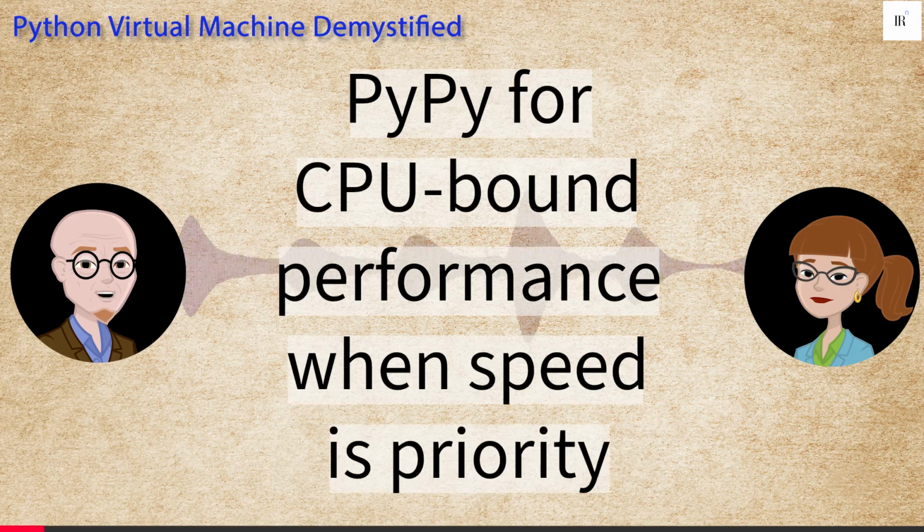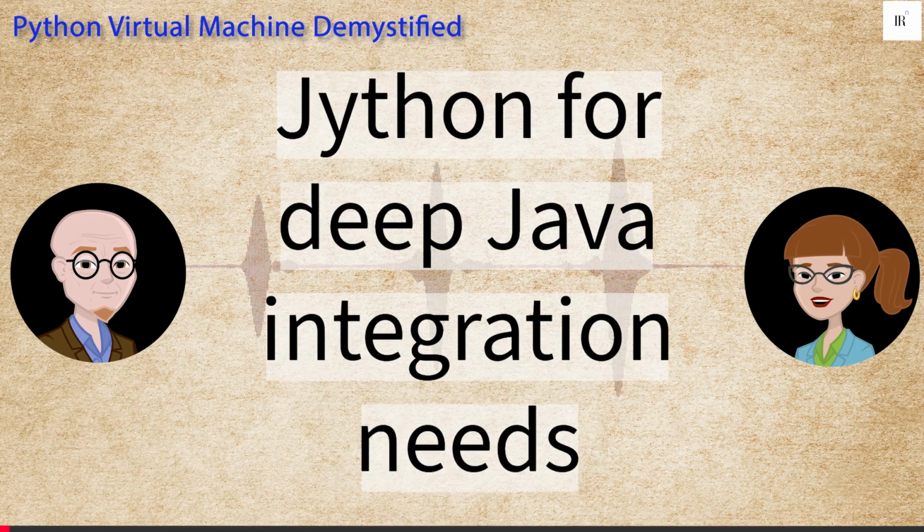Pretty much. You choose PyPy if raw performance for CPU-bound Python code is your absolute top priority, and you're okay with potentially managing some C extension compatibility issues. Think scientific computing, long-running servers. Right. And Jython, IronPython. You'd opt for Jython specifically for deep integration with existing Java applications or libraries. If your world is Java, Jython is your bridge. Similarly, IronPython is the choice when you need to live within the .NET ecosystem, leverage .NET libraries, or embed Python in C# or VB.NET applications.